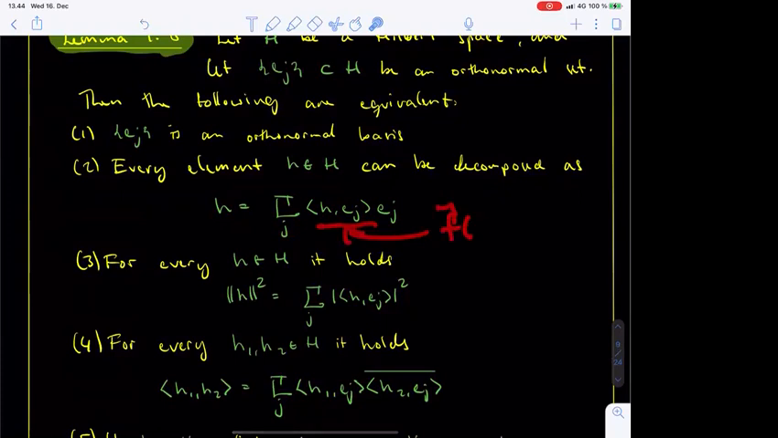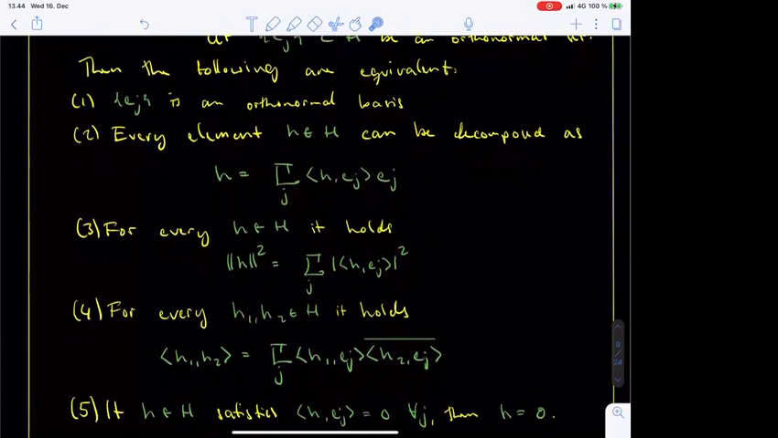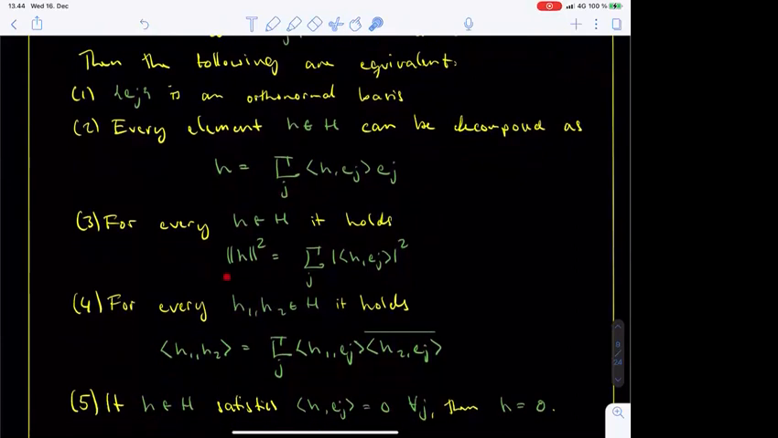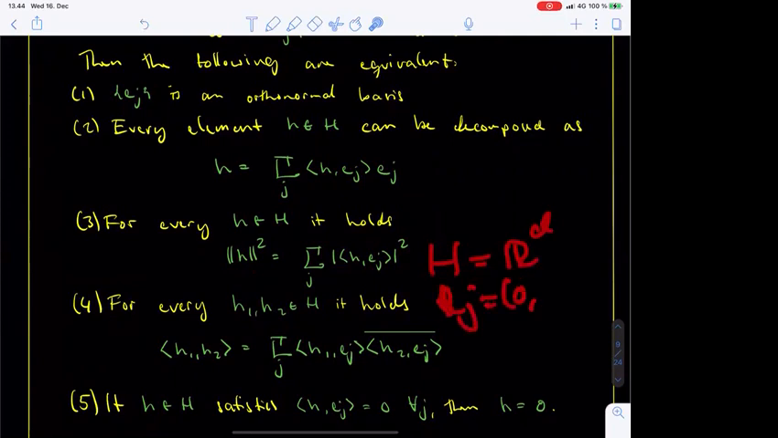The third equivalent condition can be viewed as a generalization of the Pythagorean theorem. It states that for every element h in H, the norm squared of h equals the sum over j of the absolute value squared of the inner product between h and Ej. If this formula does not look familiar to you, stop the video right now and think what it says if big H is R^d and the Ej's are the standard basis vectors. This condition number 3 is quite often also known as the Plancherel identity.